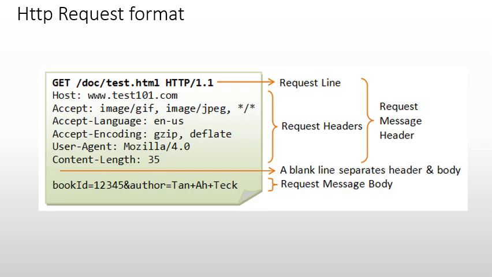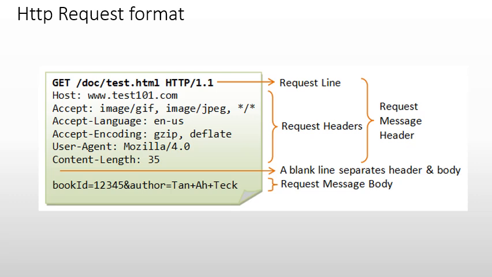The HTTP request format in practice will look like this. GET is a method, one of the HTTP methods, which is used to get information. The HTTP protocol defines these methods, so GET is one of the methods. And then doc/test.html is the URL and HTTP/1.1 is the protocol. That's the request line. Host, Accept-Language, Accept-Encoding, User-Agent, and Content-Length are the headers.